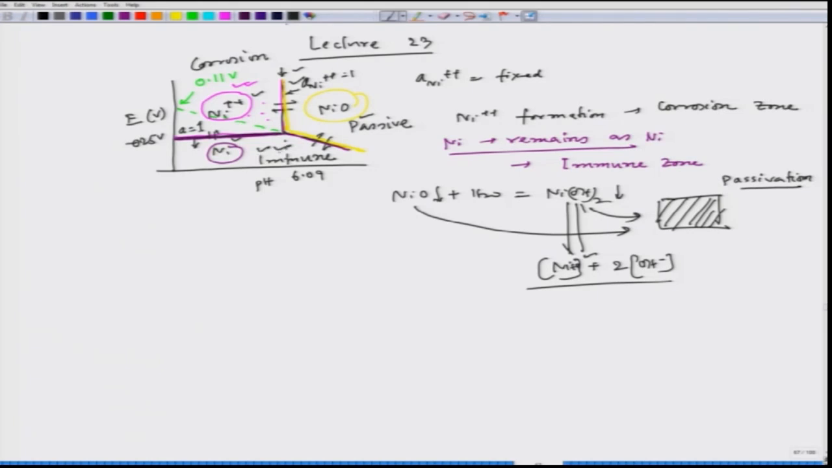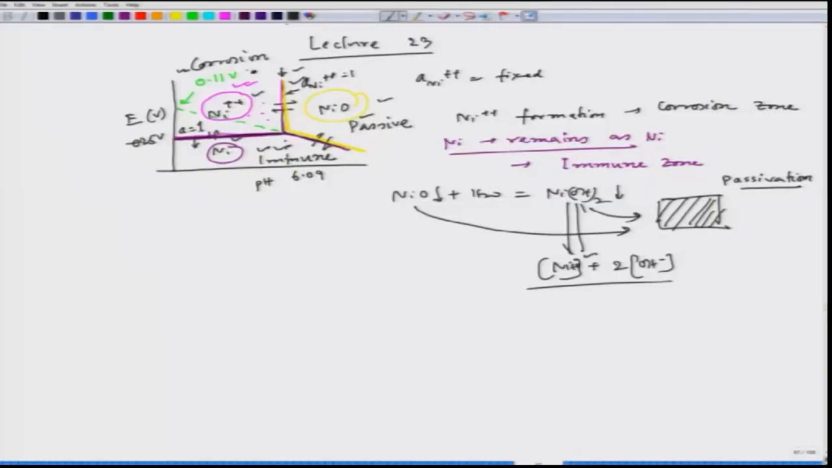In this zone we have immune, that means nickel remains as nickel, no corrosion would take place. In this zone we have corrosion, that means we could say from this diagram that the corrosion of nickel would be a spontaneous process, that means more and more nickel ion would form. And here, when NiO or NiOH forms, they try to make a deposit on the nickel substrate, and the solubility of that particular deposit will decide the nickel dissolution rate, and that dissolution rate would be much lower than the dissolution rate we can experience in this particular zone. So, we call it a passive zone.